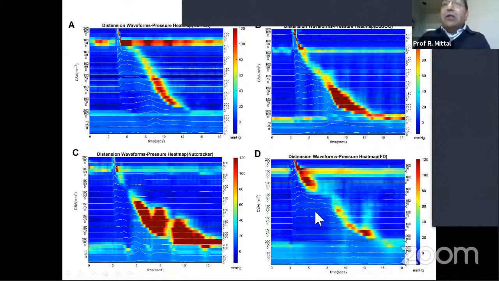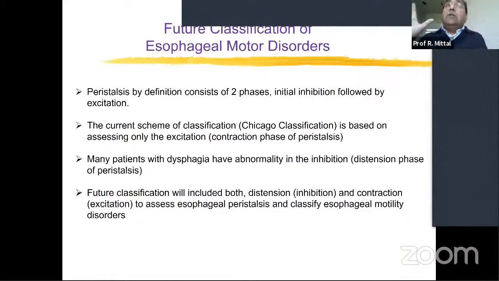So we believe that a lot of patients with dysphagia who come out normal on the Chicago classification and motility study have abnormalities in the distension phase of the peristalsis. So, just this last slide, I just want to tell you a little about the future based on our work. Peristalsis by definition consists of two phases, initial inhibition followed by excitation. And the current scheme of classification is based only on the excitation phase of the peristalsis. Many patients with dysphagia have abnormality in the inhibition or the distension phase of peristalsis.